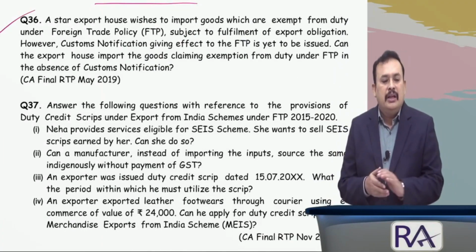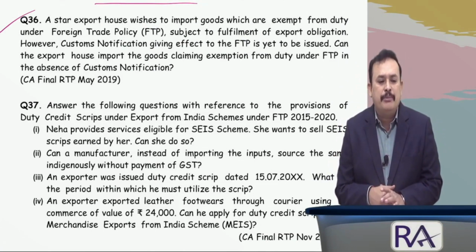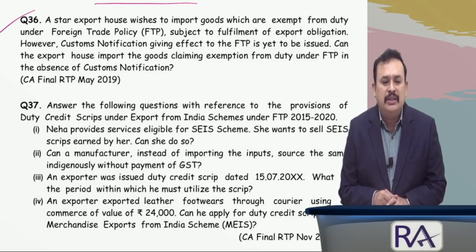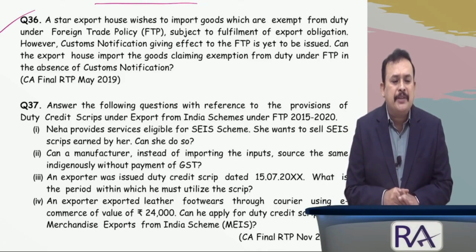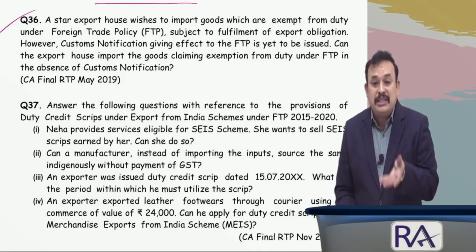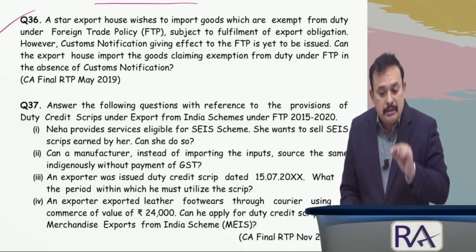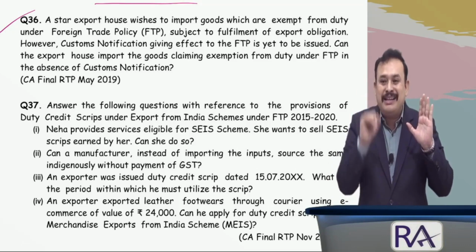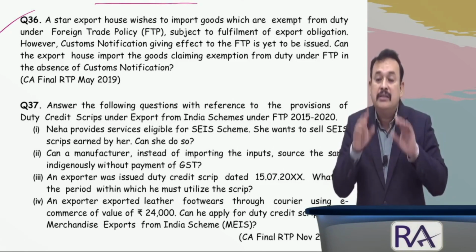36. A star export house wishes to import goods which are exempt from duty under the foreign trade policy, subject to fulfillment of the export obligation. However, the customs notification giving effect to FTP is yet to be issued. Can the export house import the goods claiming exemption from duty under FTP in the absence of customs notification? Unless notification is issued, an intended notification cannot be considered. There must be an exemption notification in place by notifying it in the official gazette. Then only exemption will be granted for imported goods. If the exemption notification is yet to be issued and you import today, that attracts import duty.